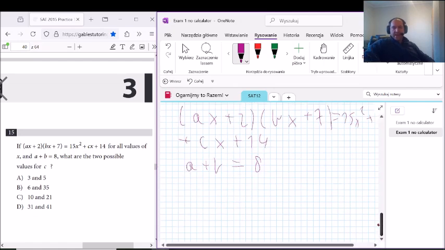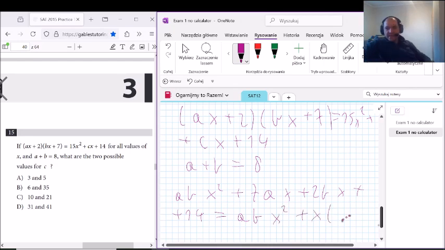Okay, so I would multiply those things, those brackets. So we would get abx squared plus 7ax plus 2bx plus 14. And I would also write this a little bit different. Abx squared plus x times, and in the bracket we have 7a plus 2b, plus 14.